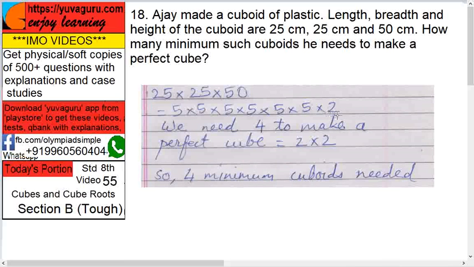Now you have to make this a perfect cube, a group of 3. You will have to multiply 2 by 2. Right? So one 2 is there. We require 2 more 2's. So we need to multiply it by 4 to make it a perfect cube. Right? So that is the required answer. So minimum 4 cuboids of 25 by 25 by 50 are required so that they make a perfect cube.